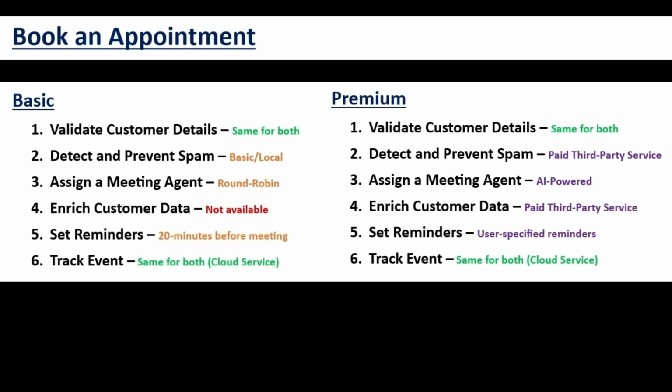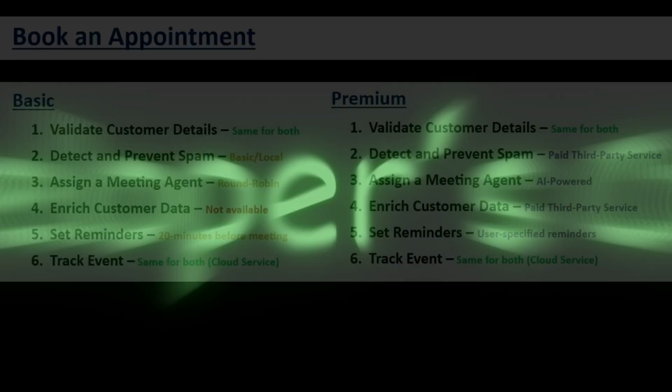On the other hand, the premium version looks like this. It validates customer details too. It has advanced support for detecting spam requests based on a paid third-party service. It assigns the most appropriate agent using an AI-powered solution. For data enrichment, it uses a paid third-party service to retrieve additional data based on location. Specifically, we pass a city and it determines the currency and languages spoken. It sends reminders based on user-specified settings, and it tracks events too.